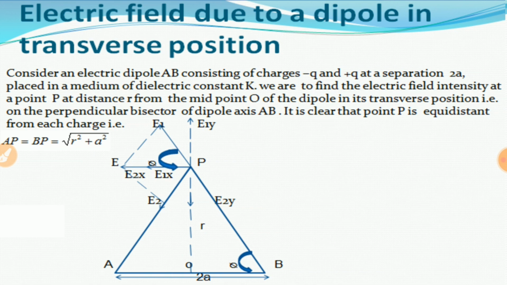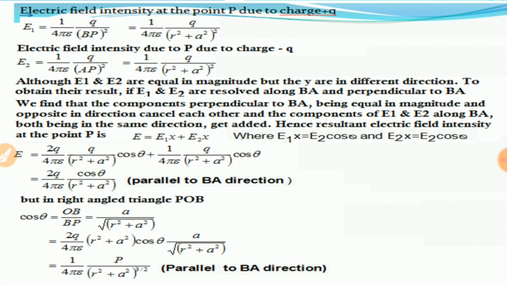E1x and E2x are in the same direction, so they will sum up, and the resultant electric field will be E = E1x + E2x.